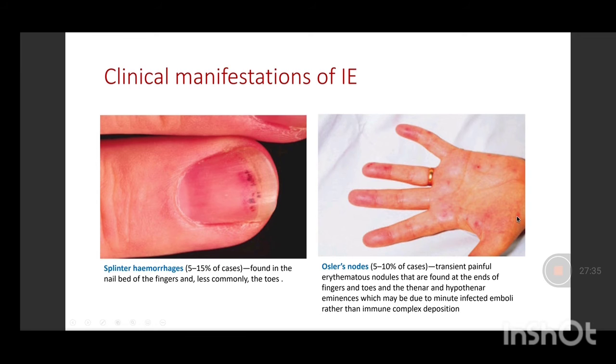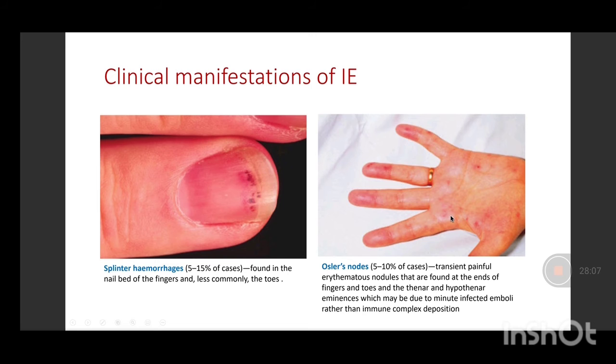They are palpable, painful, erythematous nodules found at the ends of the fingers and toes, and the thenar and hypothenar eminences. Again, this is because of terminal embolus formation leading to occlusion and thrombosis in the terminal arteries, which leads to Osler nodes. This third picture is about Janeway lesions. These are irregular in margin and painless, as compared to Osler nodes, which are painful.